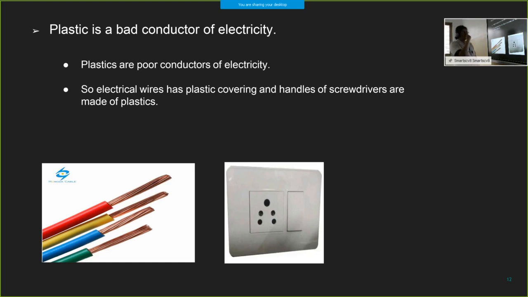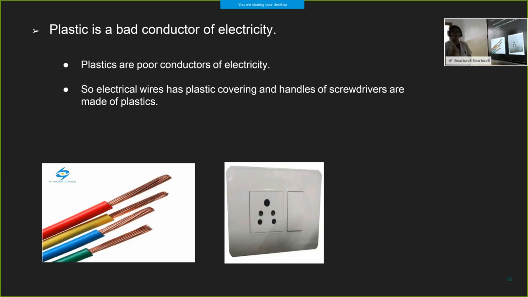So a plastic, now look at this picture. This is a wire, isn't it? It's a metal wire, and it is given a coating of plastic. If there is no coating of plastic, what will happen? You will get electric shock and you may die. So always a plastic coating is given over electric wire. So that is a very important use of plastic.